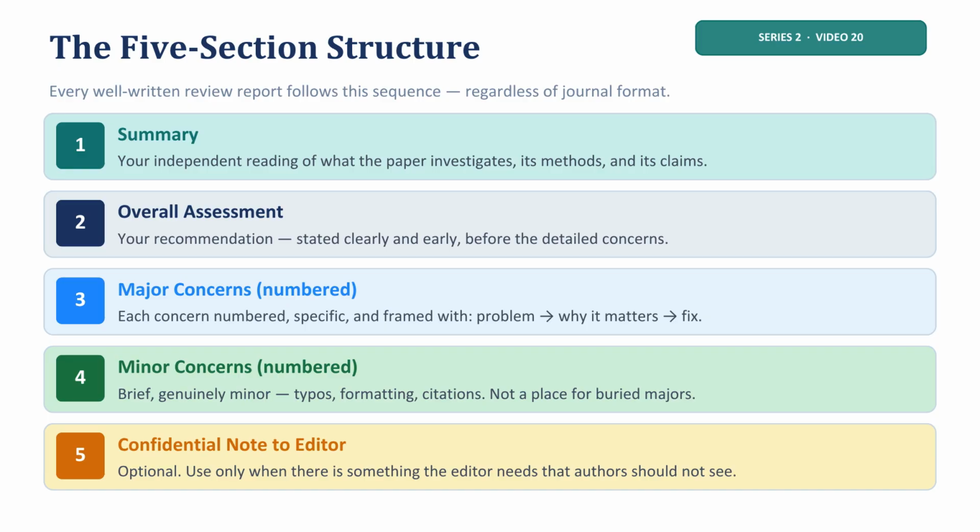A well-written review report follows a predictable structure. 5 sections, in this order. Section 1. A summary of the paper. Section 2. The overall assessment and recommendation. Section 3. Major concerns, numbered. Section 4. Minor concerns, also numbered. Section 5. A confidential note to the editor, optional, rarely needed. Not every journal uses exactly this format, but the logic is universal. Starting with a summary, moving to the recommendation, and then to the numbered concerns, in that order, produces a report that is clear, usable, and professional.